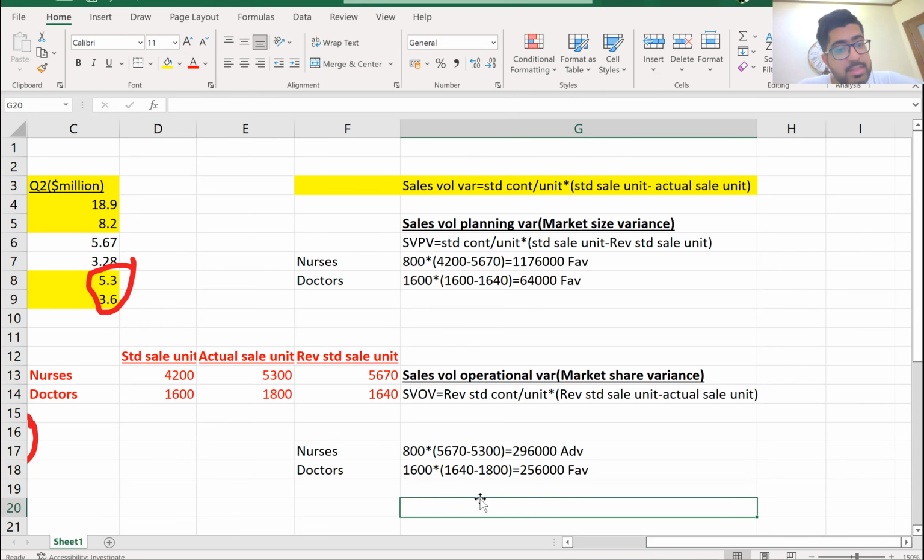So standard sales units: the budgeted revenue was given, I just divided by the selling price. Actual was also given, I just divide by the selling price. For revised, if Q2's national market has changed, you should revise your standard. Okay, you can copy it. If you have any questions, please ask.